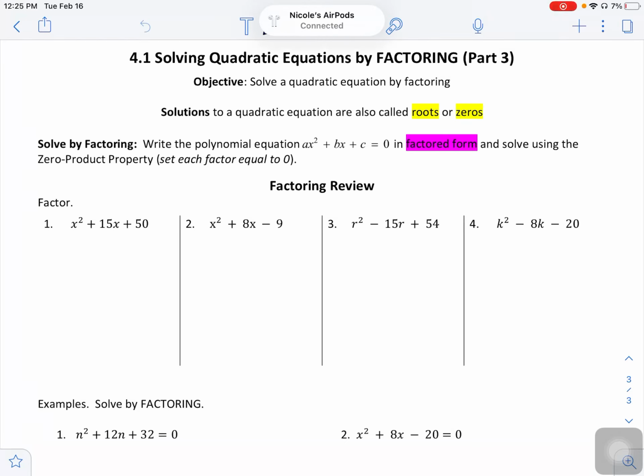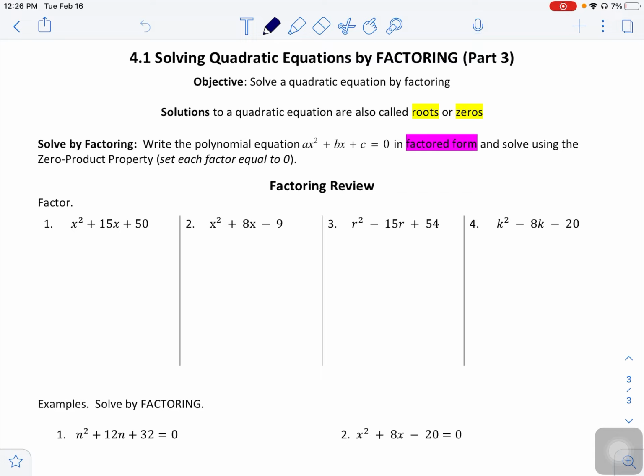Part 3, solving quadratic equations by factoring. So in this lesson, we're going to solve quadratic equations by factoring them first and then setting their factors equal to 0. Just remember that solutions to quadratic equations are also called roots or zeros.